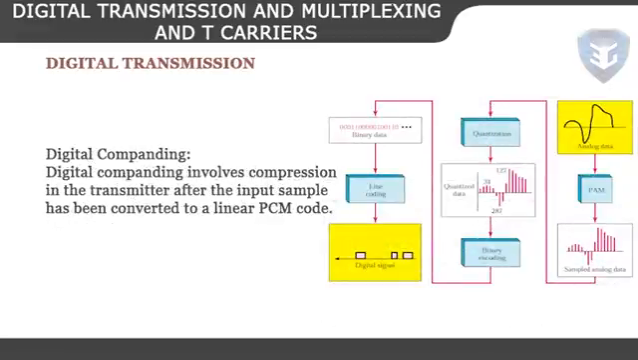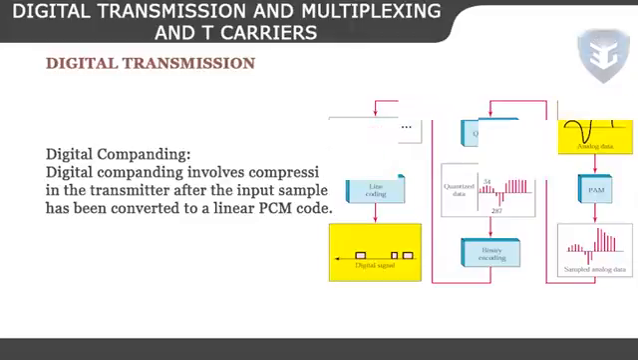Digital companding. Digital companding involves compression in the transmitter after the input sample has been converted to a linear PCM code, and then expansion in the receiver prior to PCM decoding.